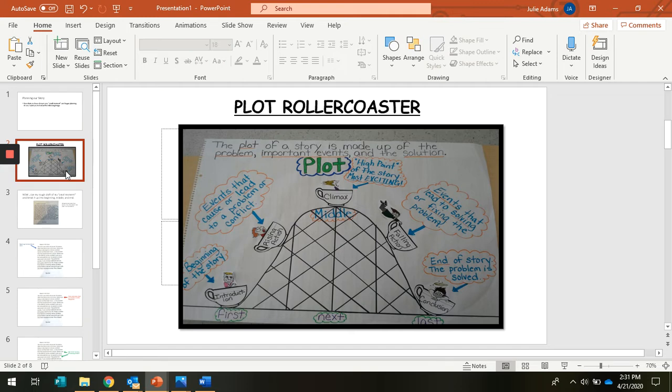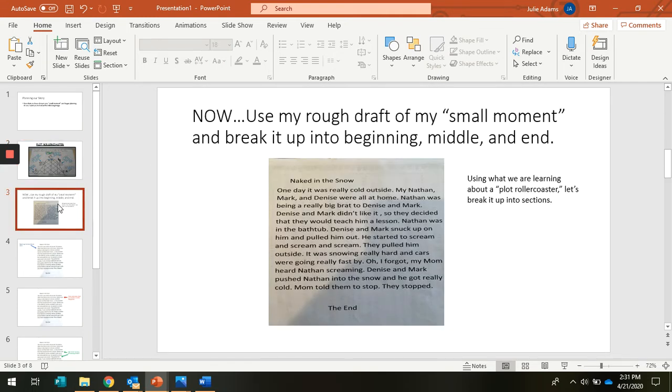So we're going to take a look back at my story, Naked in the Snow, and we're going to be breaking it up into sections, the beginning, the middle, and the end. I would like to see if you could do this by yourself at first, to pause the video and try and break it up. And then when you're ready to go, we'll work on it together.